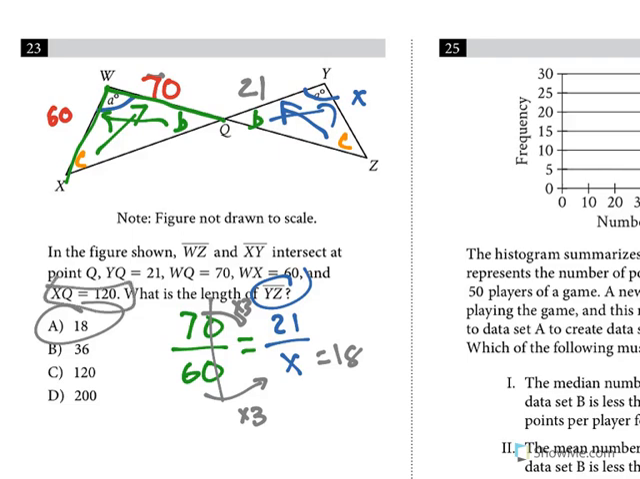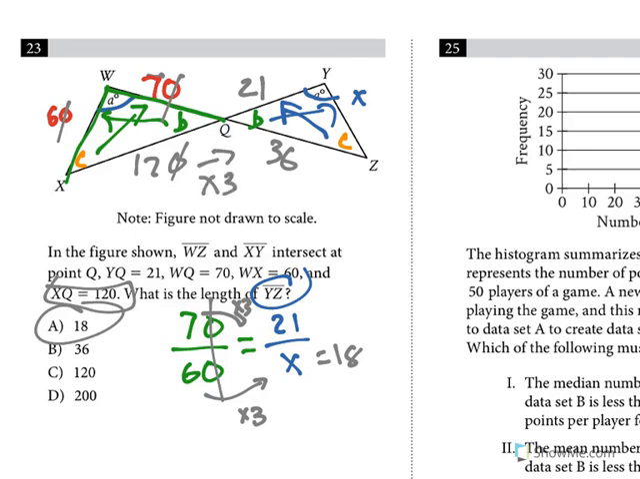Could we use this? Let's see, XQ is 120. All right, so it's 60, 70, 120. So my ratio here is going to be 6, 7 to 12. So it's basically multiplied by 3. So this would be 36 because 3 times, so it's a scale factor of 12.